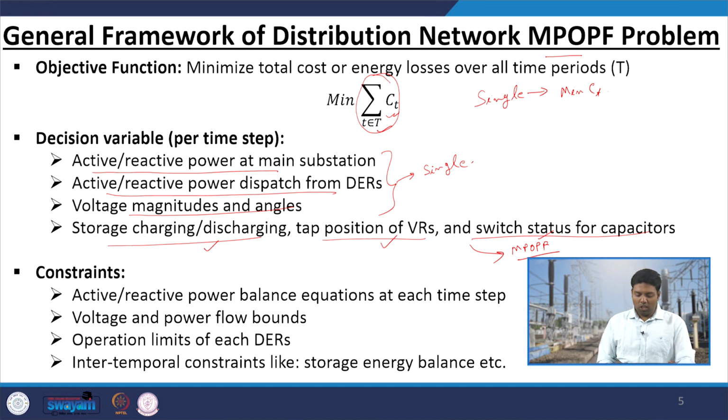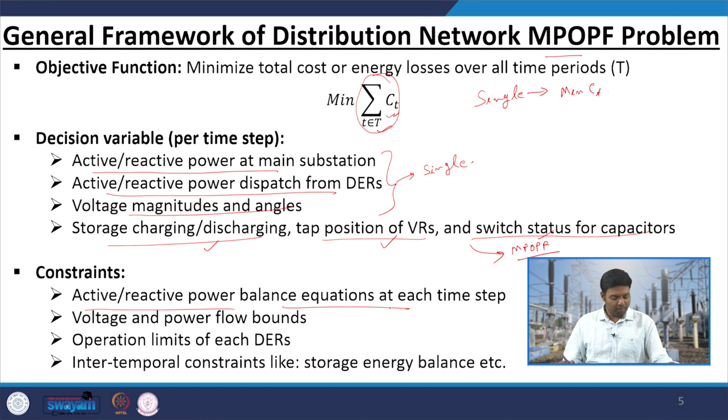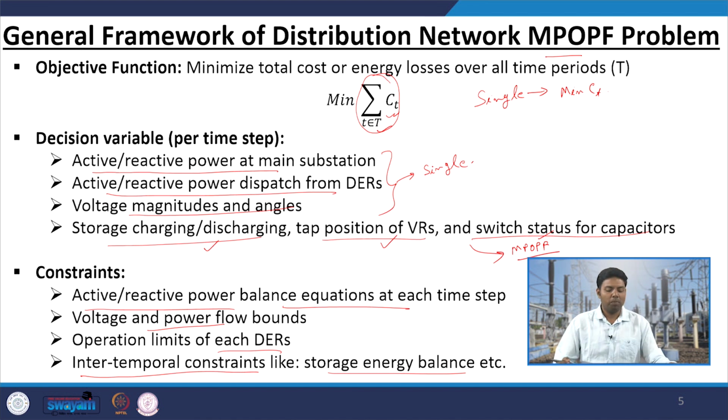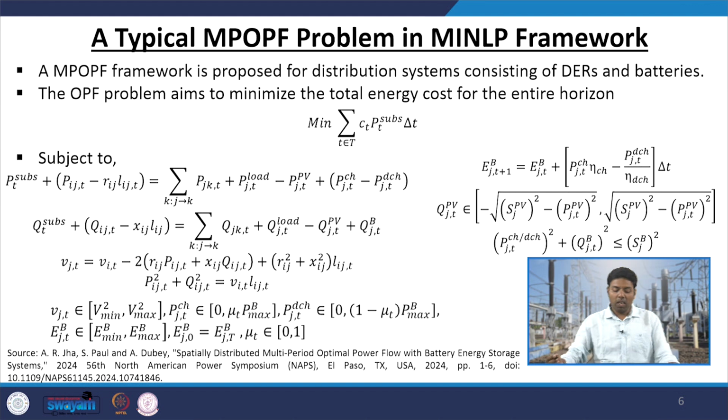Got it? So, the constraints are active and reactive power balance equation at each time step, voltage and power flow bounds, then the operation limit of each DER, and with that, the extra constraint you have is the intertemporal constraint like stored energy balance and your voltage regulator and capacitor bank reliability constraints. Okay? So, a typical MPOPF problem in a mixed integer nonlinear, non-convex programming framework, you can see like this.